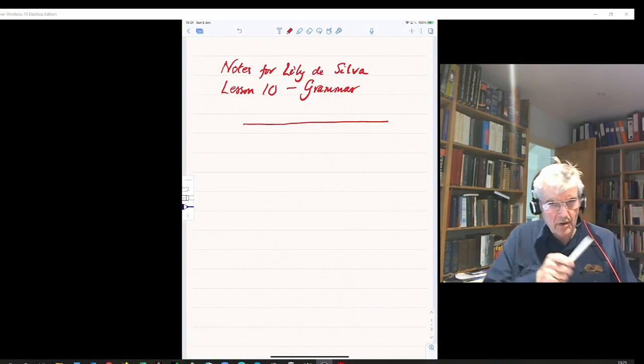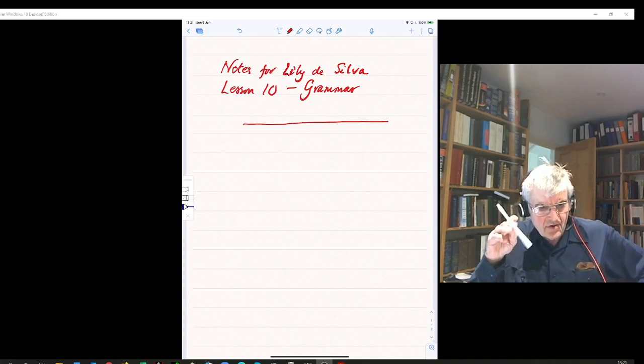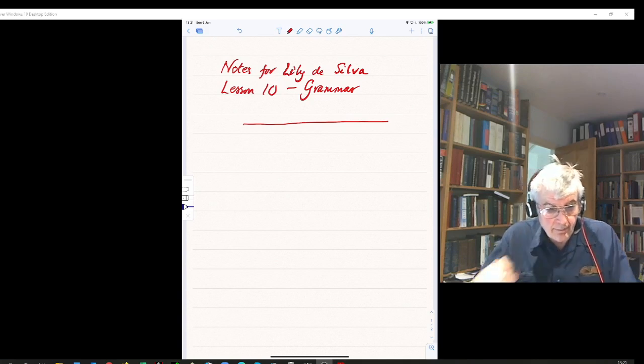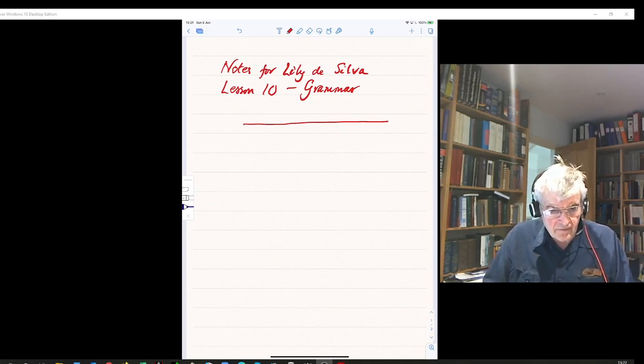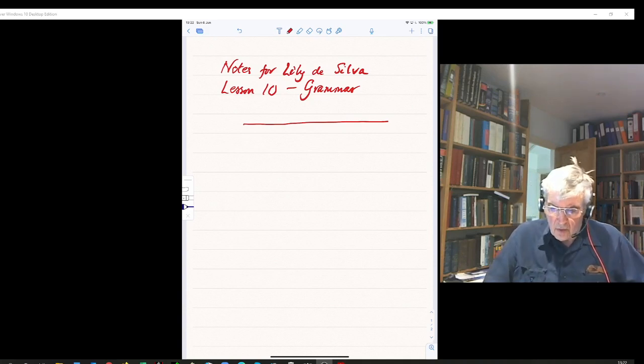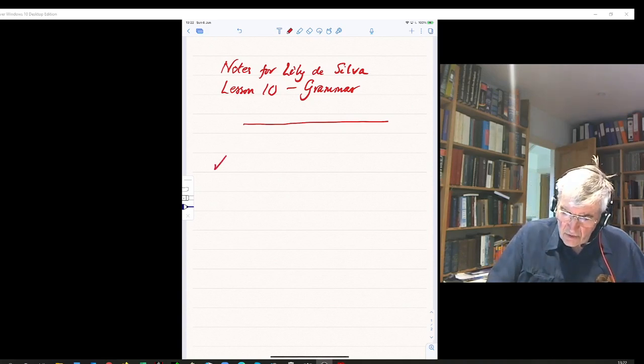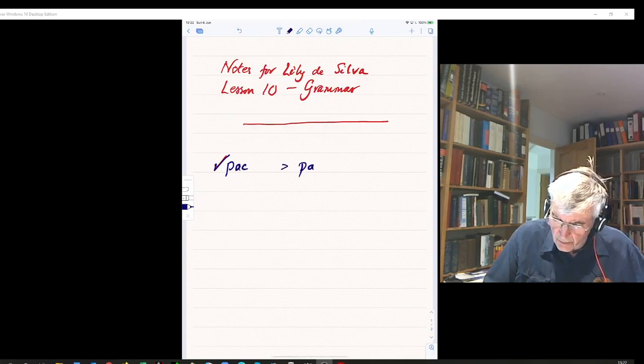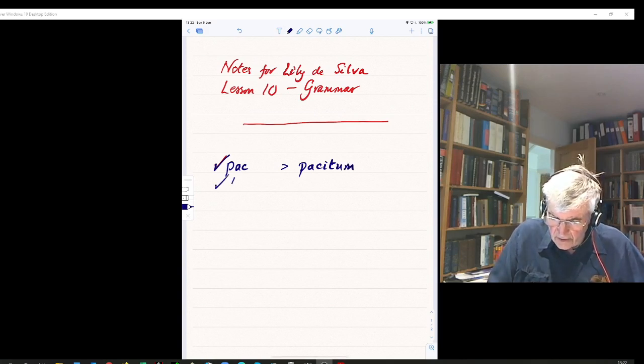First we'll see what Lily de Silva says about it. On page 37 it says the suffix tum is added to the root of the verb or the verbal base, with or sometimes without the connecting vowel i, to form the infinitive. So the example given, let me change to the usual color: pach becomes pachitum, to cook, and khad, khaditum, to eat.